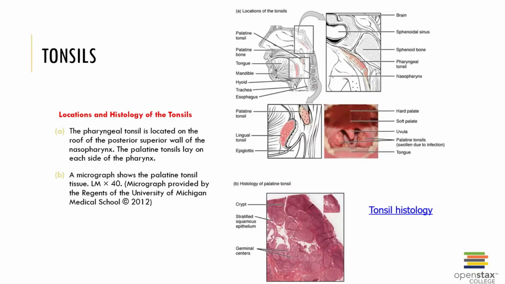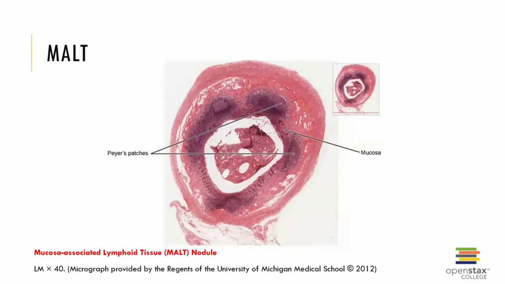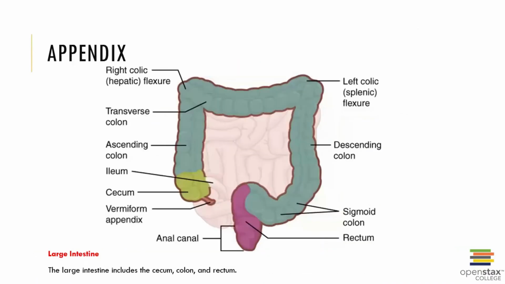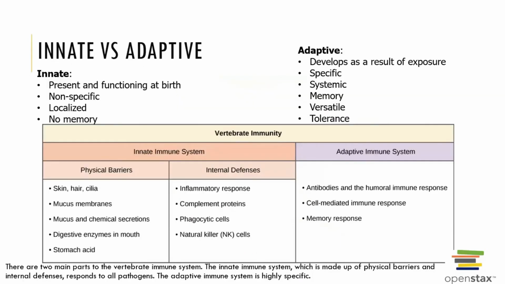Okay, some additional pictures of tonsils and of MALT. And there's the appendix. So earlier, when I was giving you an overview of the immune system and lymphatic system, I was talking about the two different types of responses. We have the innate immune response and we have the adaptive immune response. I think this slide does a really good job of breaking down some of the key differences of the two. So what makes a response innate? Well, if it's an innate defense, it's present and functioning beginning at birth.